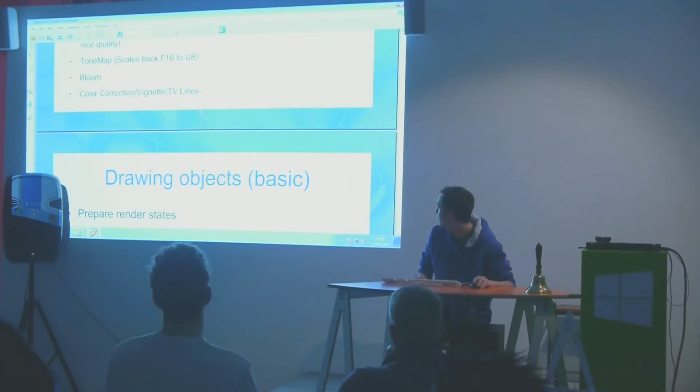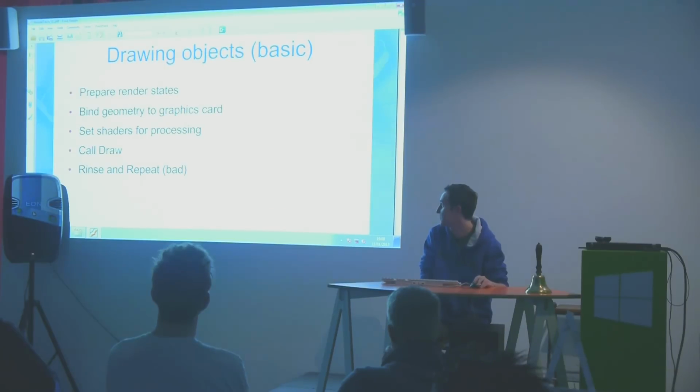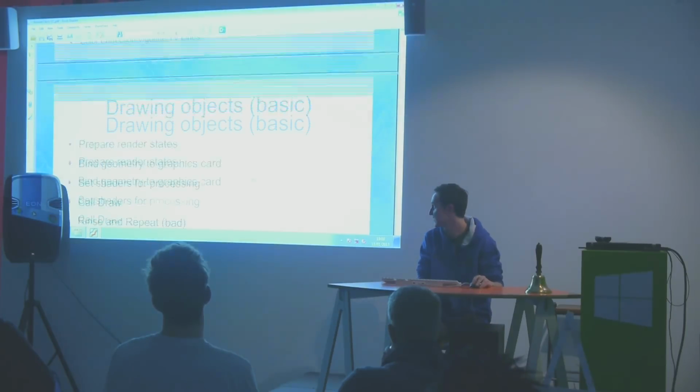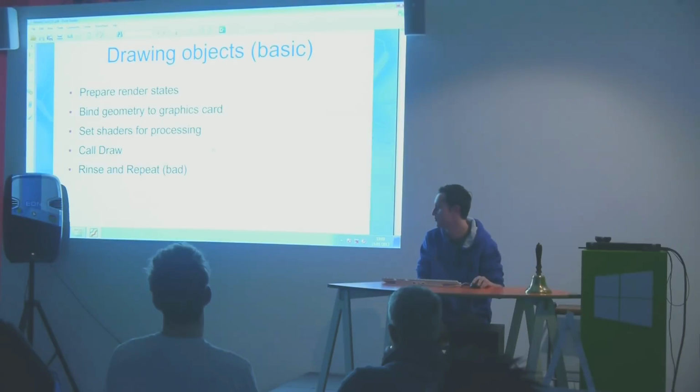Now, when we draw objects, it's pretty simple. We give a few states, so we say how objects are going to blend and how we want them to react to depth. Then we bind the geometry to the graphics card. We set whichever shaders we want for the processing, and we call draw, to say draw my object. And for every object we repeat it again and again, which, if you use this technique, is bad, because you're going to end up with quite a major issue.